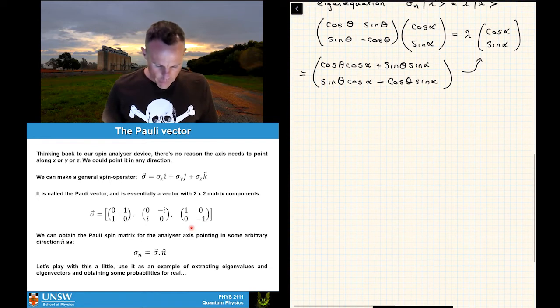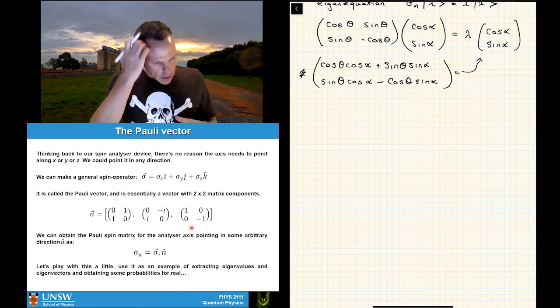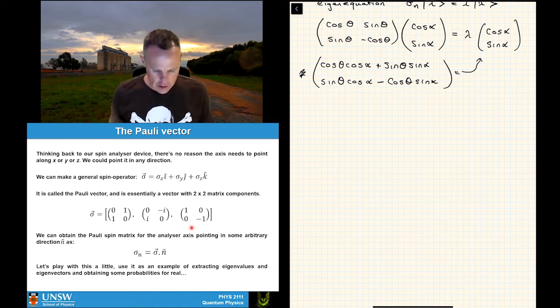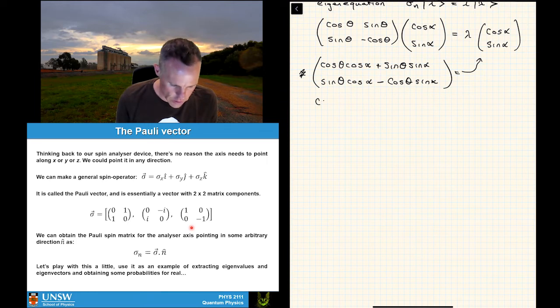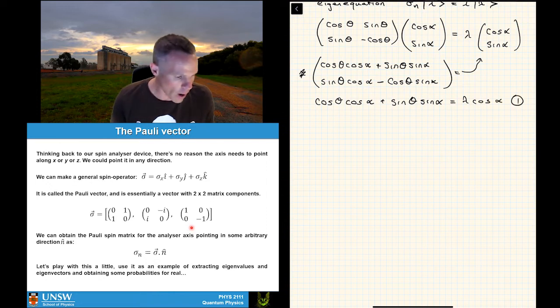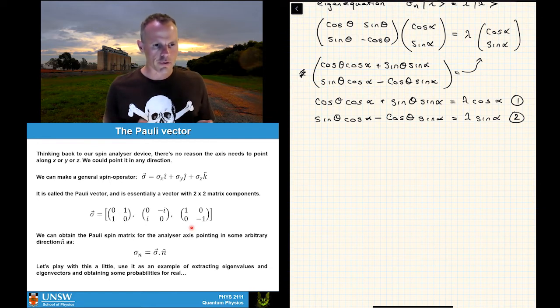What you'll remember from your linear algebra classes is that you can basically treat this as a simultaneous equation. We talked about this in the last lecture, right? So we can split this off into two simultaneous equations: cos theta cos alpha plus sine theta sine alpha is equal to lambda cos alpha. Call that number one. And sine theta cos alpha minus cos theta sine alpha is equal to lambda sine alpha, and that's number two.